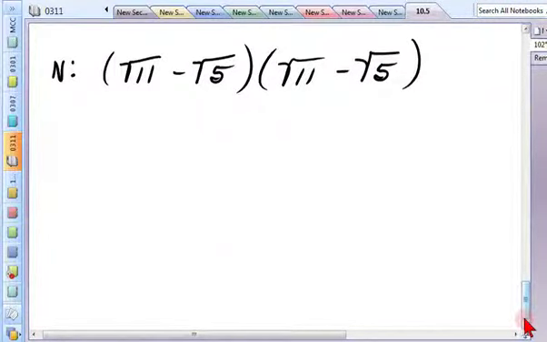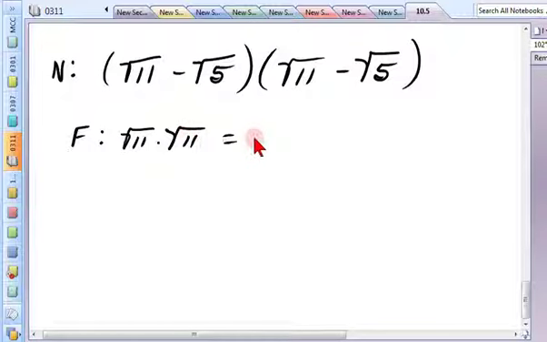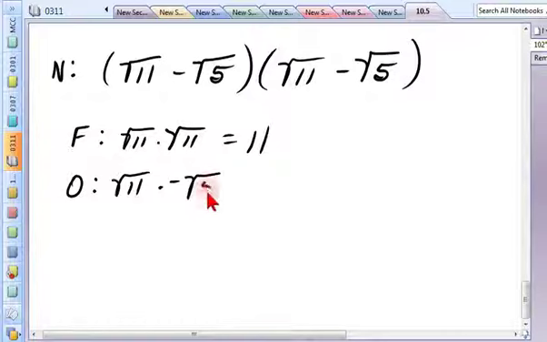All right, I'm going to multiply these. I'm going to use FOIL, and the inners and outers are not going to cancel. What's the product of the first? Square root of 11 times square root of 11, which is 11. Okay, outer product. I'm going to multiply the square root of 11 times the negative square root of 5, which is negative square root 55.